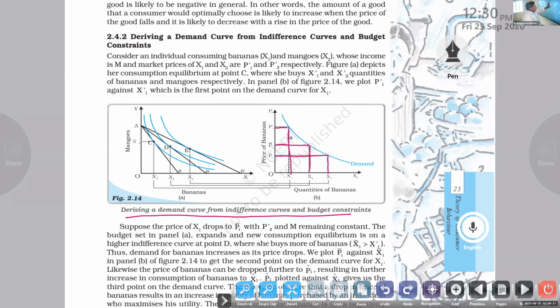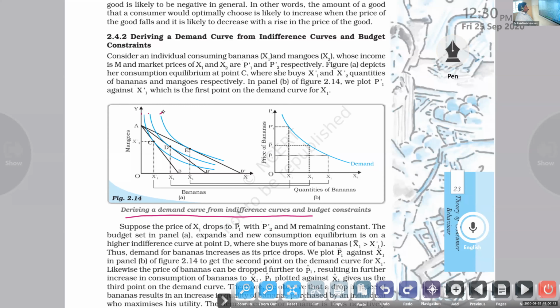Okay, so budget constraint and indifference curve are both mentioned here. You can see here IC1, IC2, and IC3. So what is the relation between the budget line and the indifference curve? What is the connection between the budget line and indifference curve? Tell me.